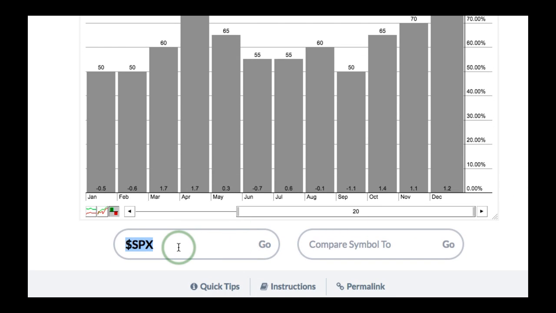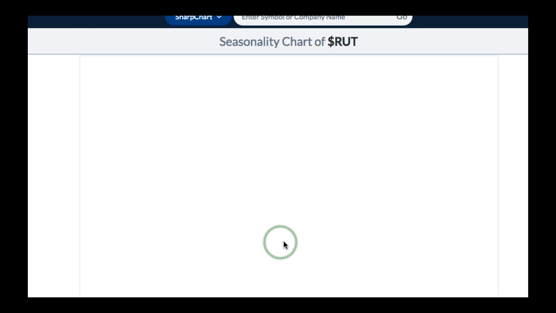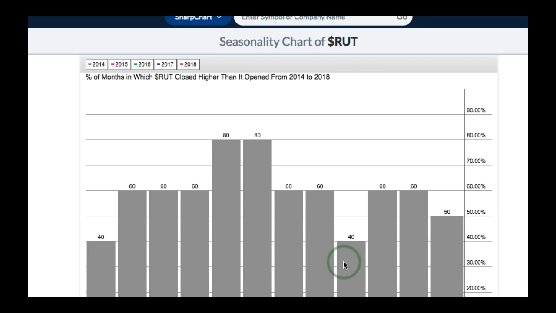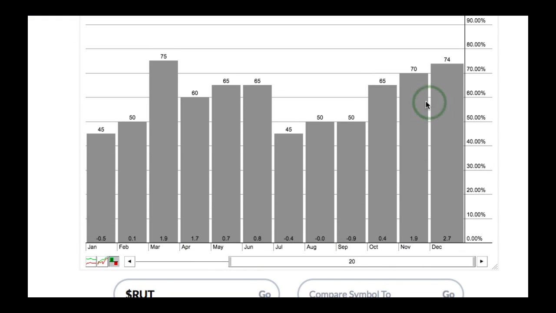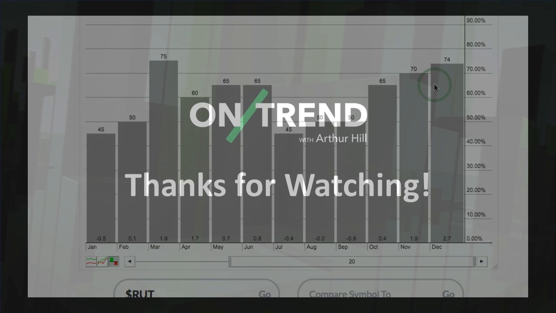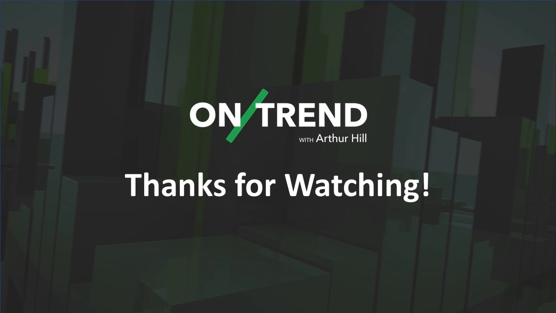Now you can go down to the bottom there and enter another symbol if you want to see how Russell 2000 small caps have performed over the last 20 years. Just enter the Russell 2000 and go out to the max, and you can see it's got a bullish bias as well. And that concludes this edition of On Trend.